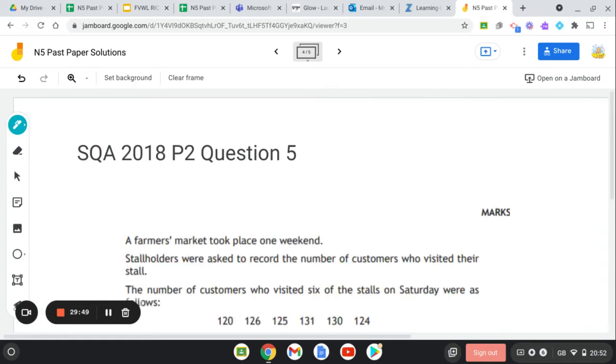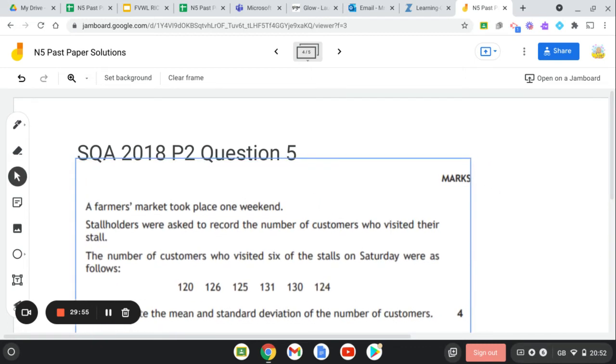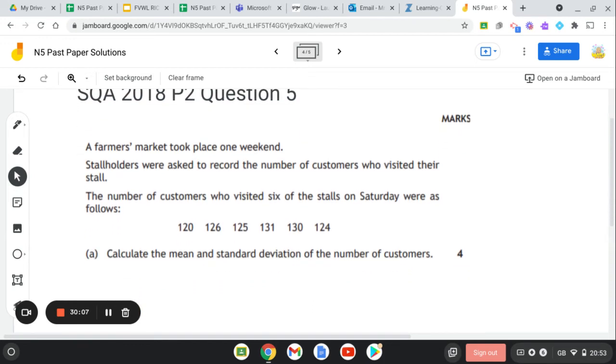If I just zoom in, what we've got is a farmer's market took place one weekend. Stallholders were asked to record the number of customers who visited their stall. So the number of customers who visited 6 of the stalls on Saturday were as follows. So you've got your list of customers there. Calculate the mean and standard deviation of the number of customers.